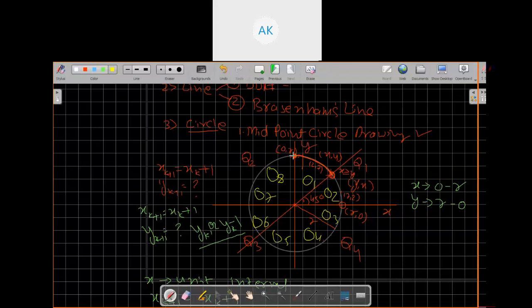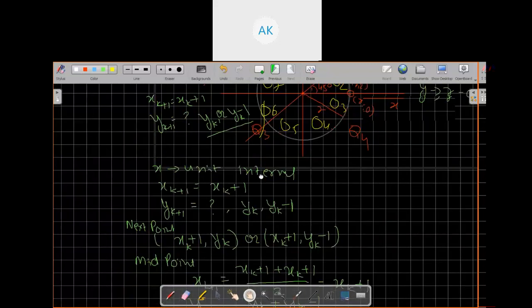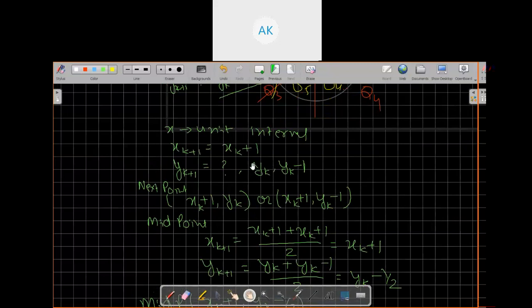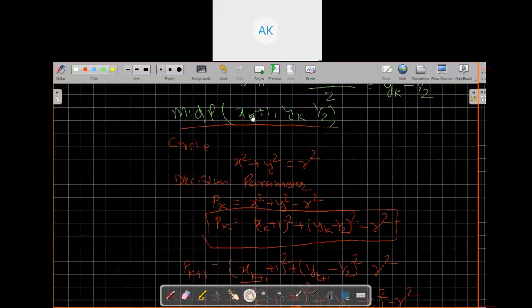As you know, your initial point is 0, r, and then the last point in the first quadrant is r, 0. So the x value is increasing and the y value is decreasing. Next we change the x value to xk plus 1, and the y value will be yk or yk minus 1. So let's take the midpoint of these two possible values. The midpoint will have x as xk plus 1 and y as yk minus 1 by 2. So this is your midpoint.